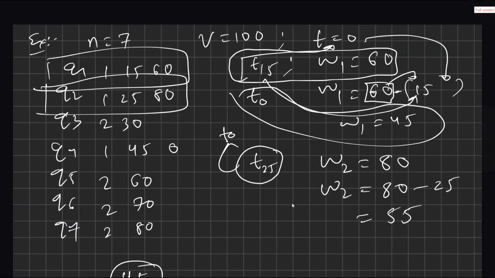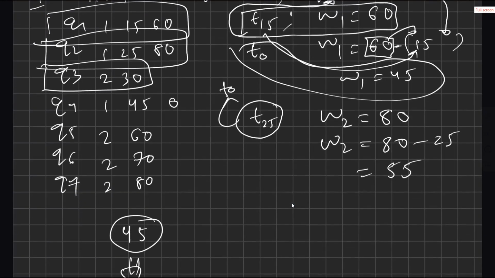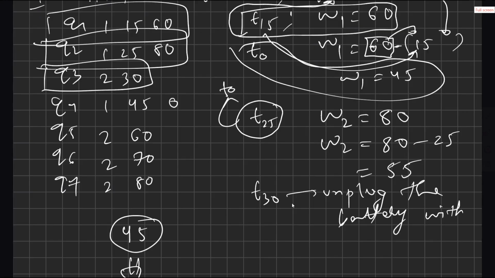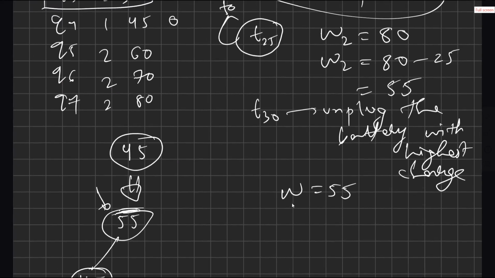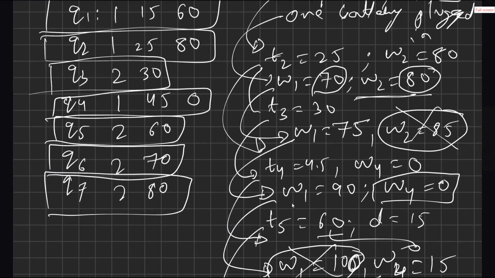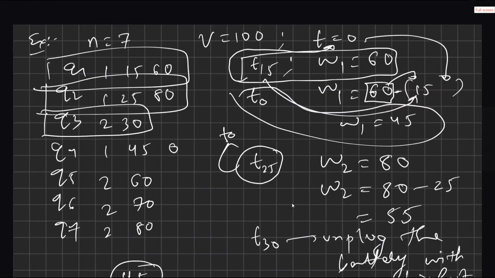So let's take the third query, then we'll understand. Here your time is 30, and it says you have to unplug the battery with the highest charge. Cool. So we'll go to the heap and see what the top element is. It says 55. So the battery whose voltage is 55 is the highest one. But that is not true, because at time 30 the battery's voltage was 85, but we have just 55.